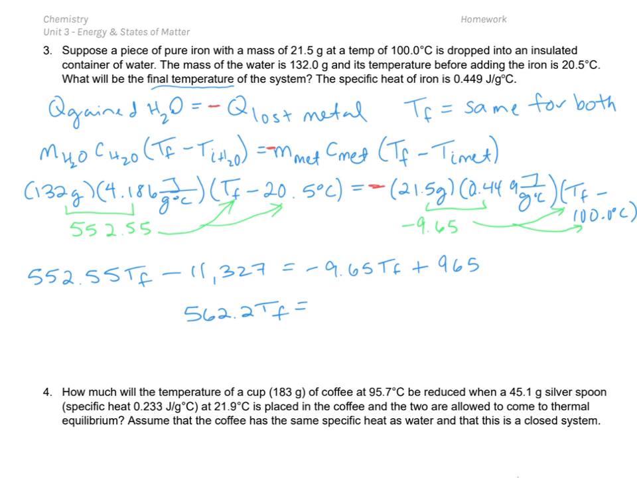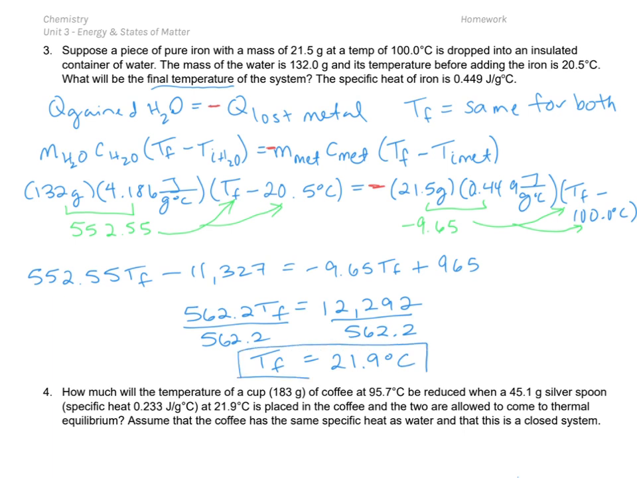So 965 plus 11,327 is 12,292. And then I divide both sides by 562.2, and I end up with a final temperature. For sig figs, this will be 3 sig figs. If you look back, we have 3 sig figs in the specific heat of the iron. We have 3 sig figs in our temperatures, and in the 21.5 grams. So 3 sig figs in our answer. And so the answer will be 21.9 degrees Celsius.